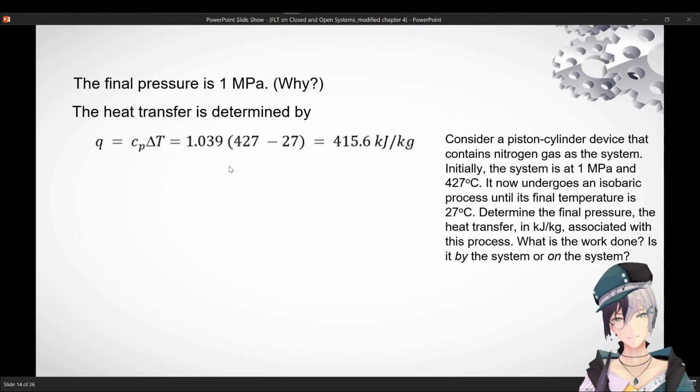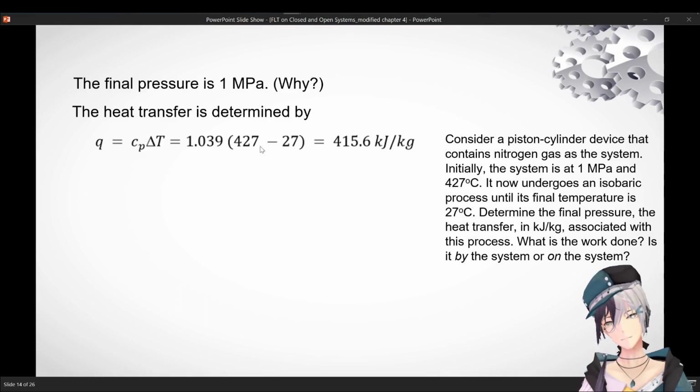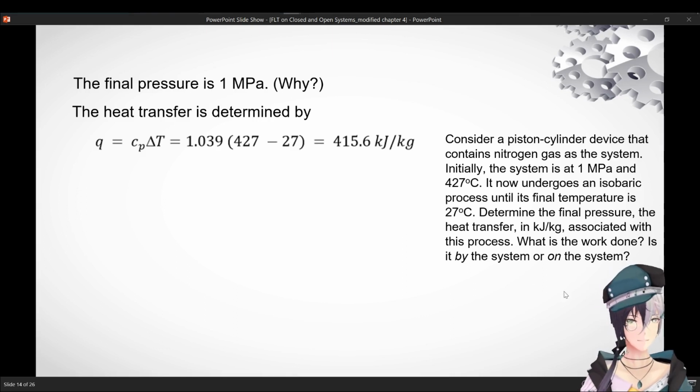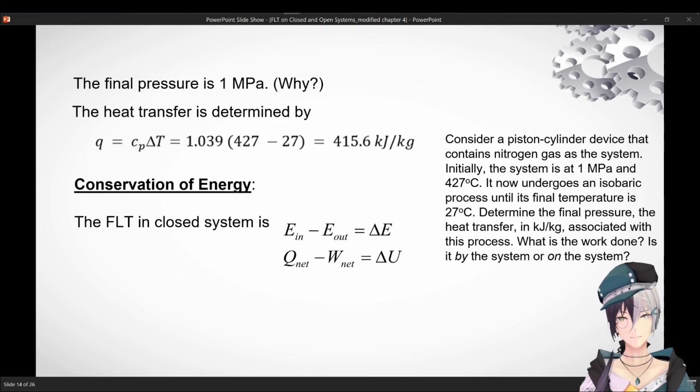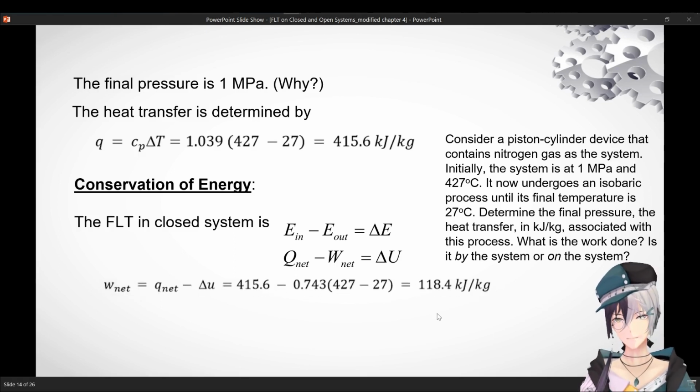So where did we get this one? From the table. 427 is given, and 27 is also given. Again, this is from the table. Then next, for the closed system, we have energy in, energy out, delta E. We are asked to get the work done, or work by the system. So we will see.